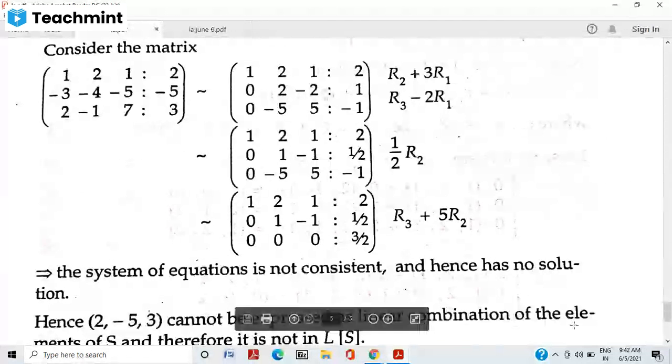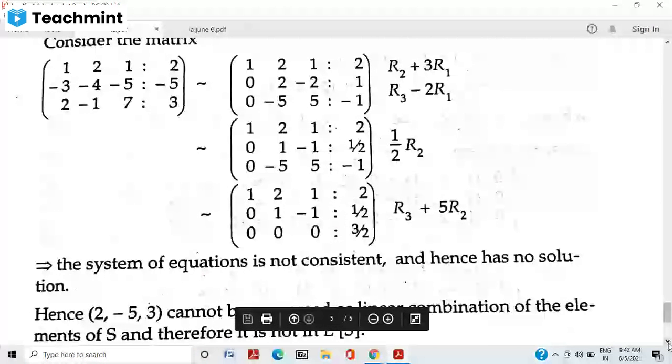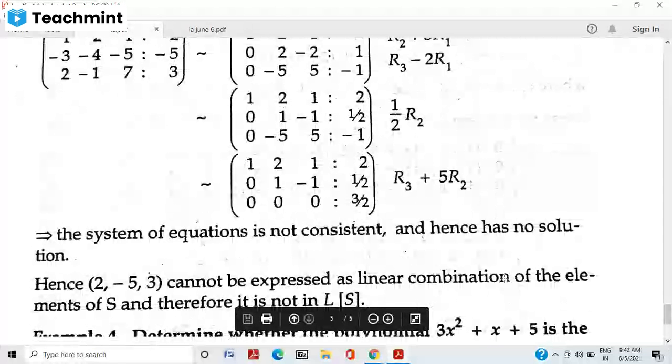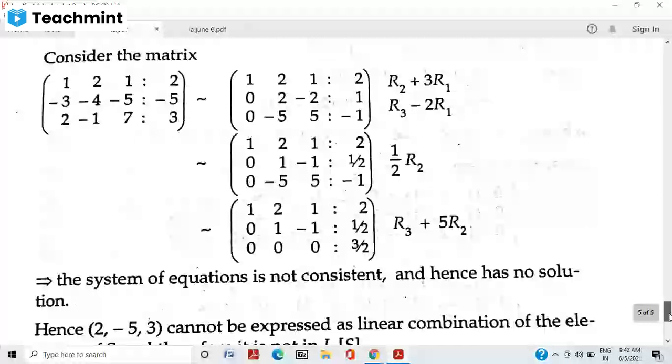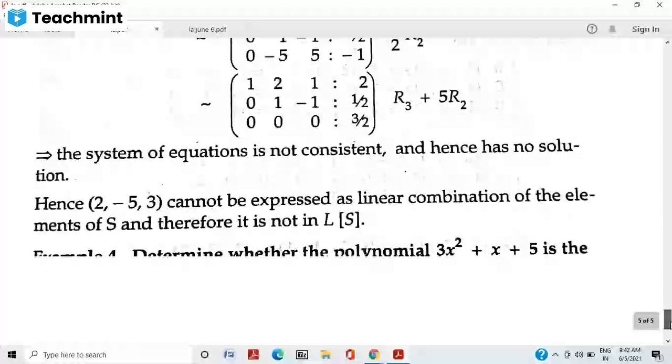No solution means what? We cannot express it as a linear combination. Have you understood how we changed the equations into a matrix, then reduced it into row reduced echelon form? Then we can find out the values for C1, C2, C3.